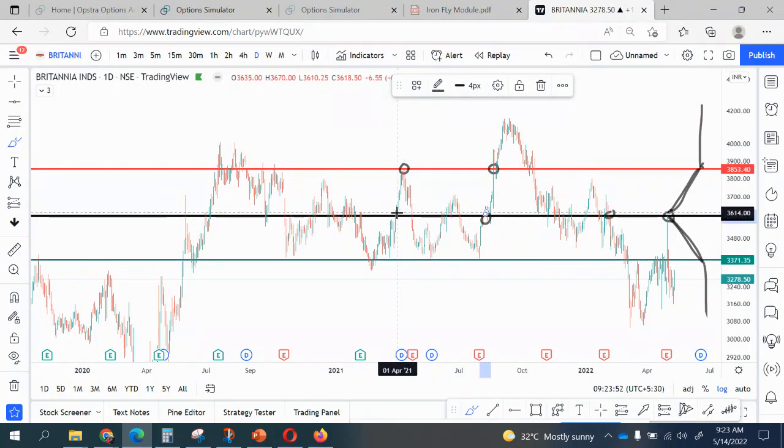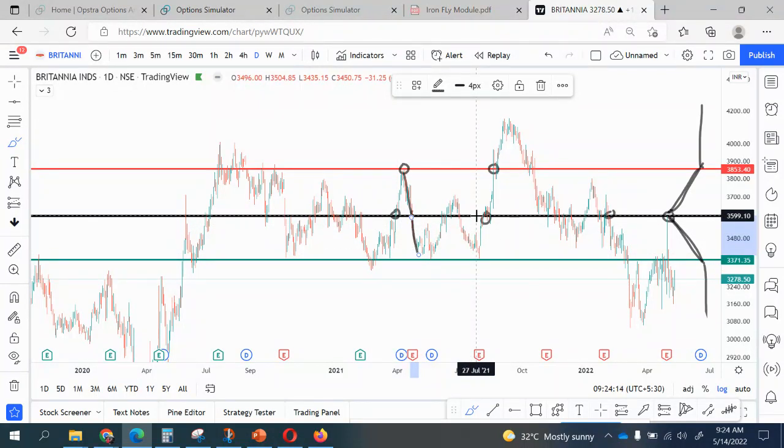So let's say you have deployed an iron fly here. What happened? The market went up, it took the resistance, it did not breach your call sell break even, and again it came down. So your market ended between your sold positions, between your call sell and put sell. So you are in a very good profit.